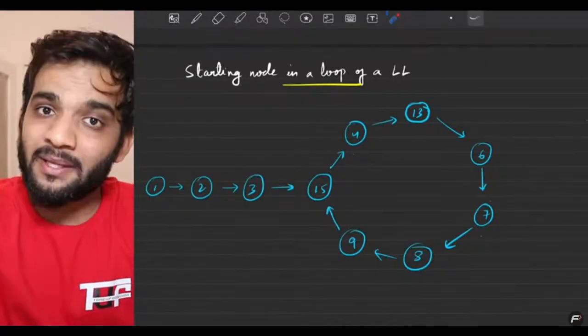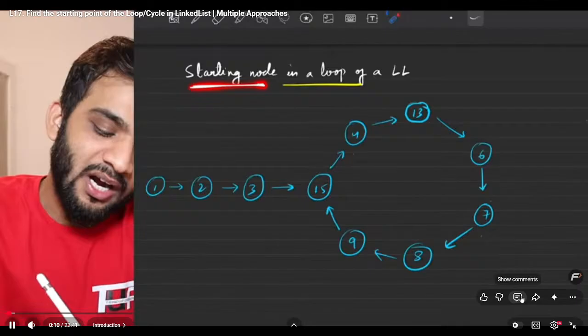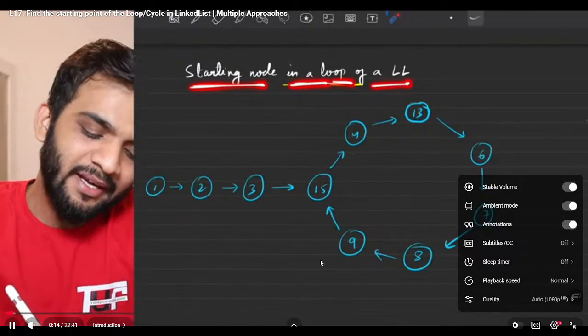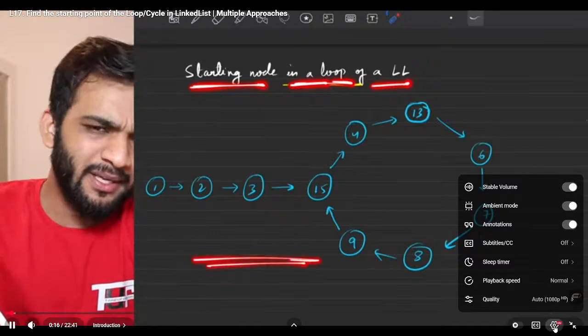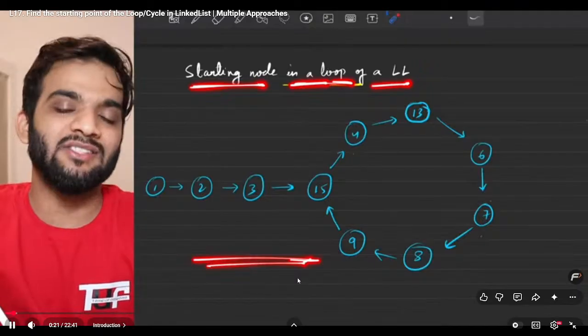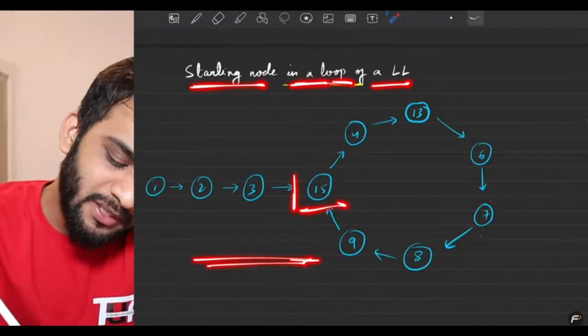So the problem that we will be solving today is finding the starting node in a loop of a linked list. So what is the problem stating? It is stating that you'll be given a linked list. It might have a loop, it might not have a loop. In case it has a loop, you'll have to return me the starting point of that loop.